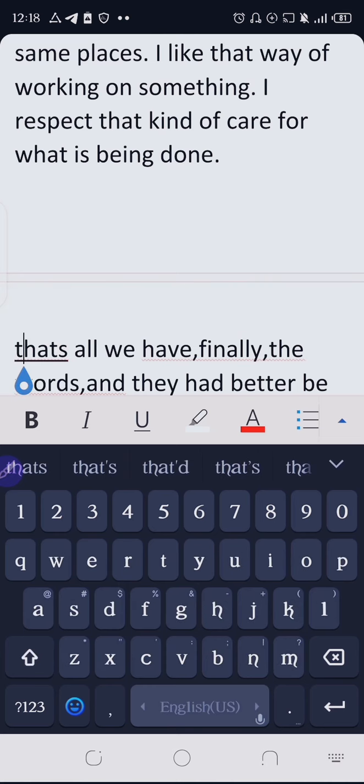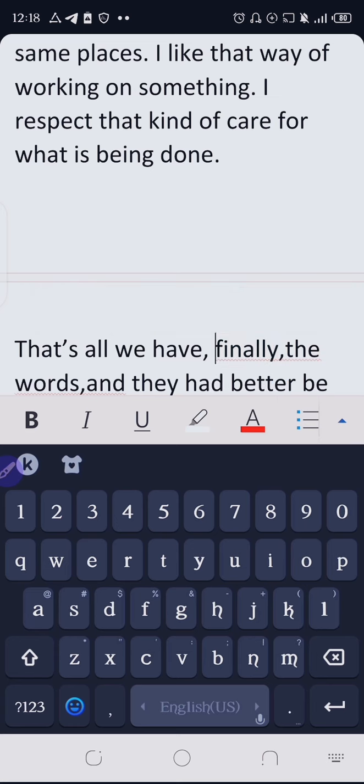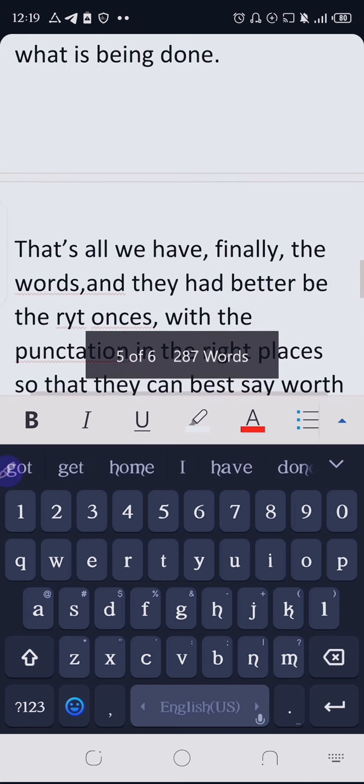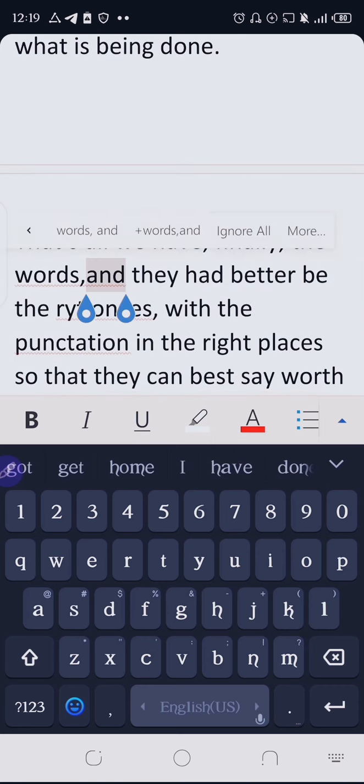Comma. Finally, comma. So remember that we would always fix a space after a punctuation mark or before a punctuation mark. No, after it we're going to fix another space, by banging our spacebar. Finally, the words. That's all we have. Finally, the words.